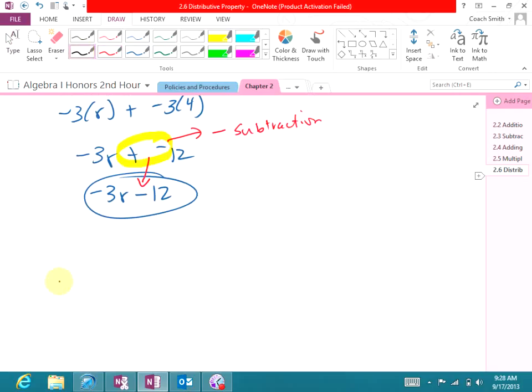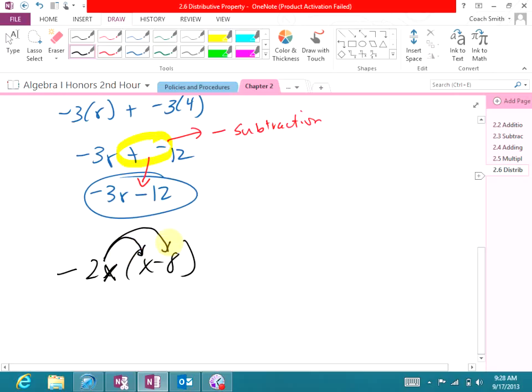This one becomes a little bit different because it has a variable on the outside of the parentheses. It does not change anything. That's an X. It looks a little bit like a 4, but it's an X. And so I'm going to distribute the negative 2x to both things in the parentheses. Now, here's where people make a mistake. I'm going to go ahead and write this one out.